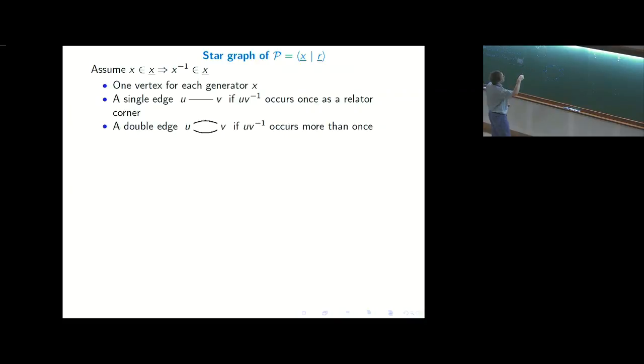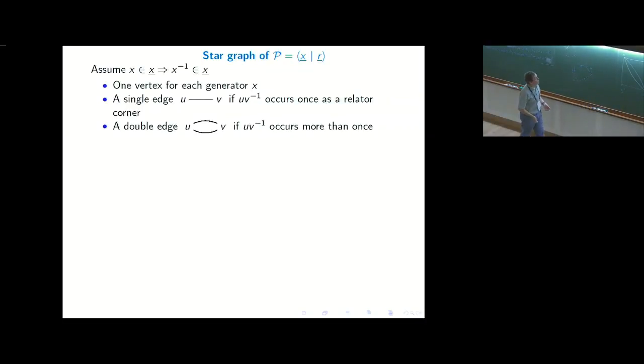That is x followed by x. So I should connect x to x inverse. And this corner is similarly x followed by x. So I have to connect x inverse to x. It's undirected. This corner is x followed by y inverse, so I have to connect x to y. This corner is y inverse followed by x inverse, so that means I have to connect y inverse and x. This is x inverse followed by y, so I have to connect x inverse and y inverse.